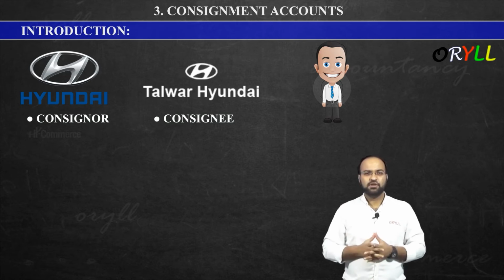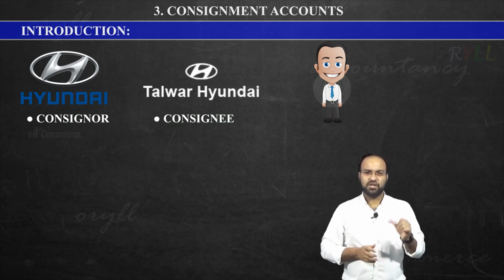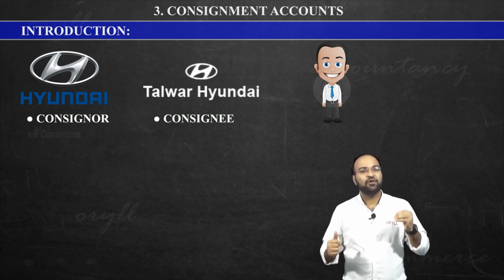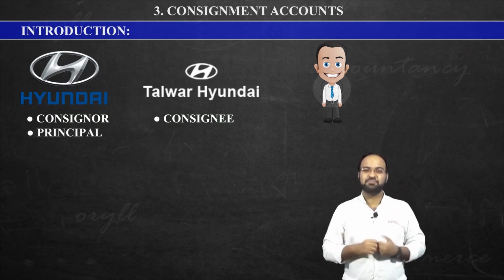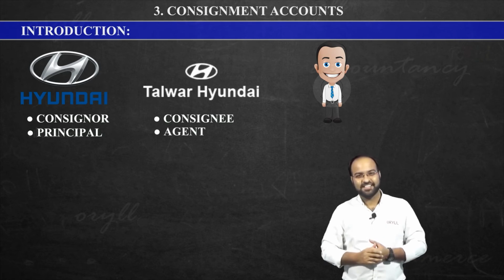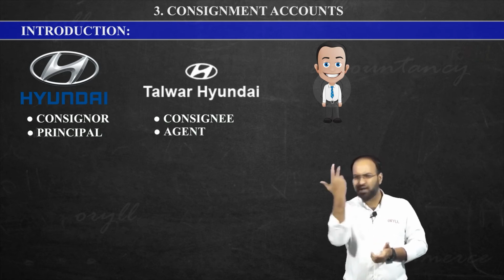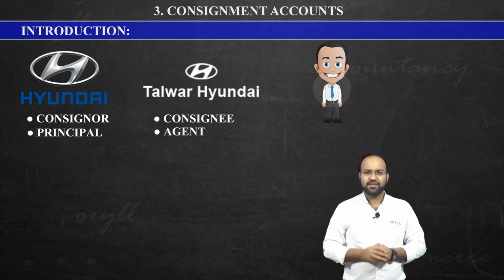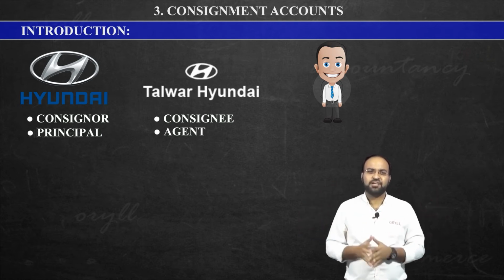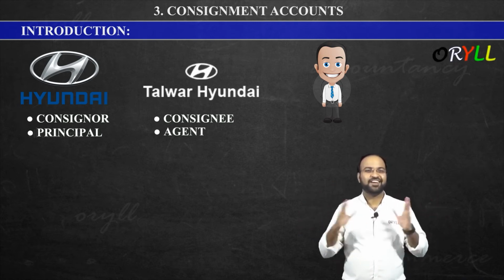So you can say in this way also here, sir, Hyundai company is called consignor, Talwar Hyundai is called consignee, and Hyundai company is also called as principal. Why? Because he is the main person, and Talwar Hyundai is called agent here. Sir, how about the customer? Customer is called customer. Got it here? Understood here? So this is what happening in the consignment contract here, or in the consignment business.